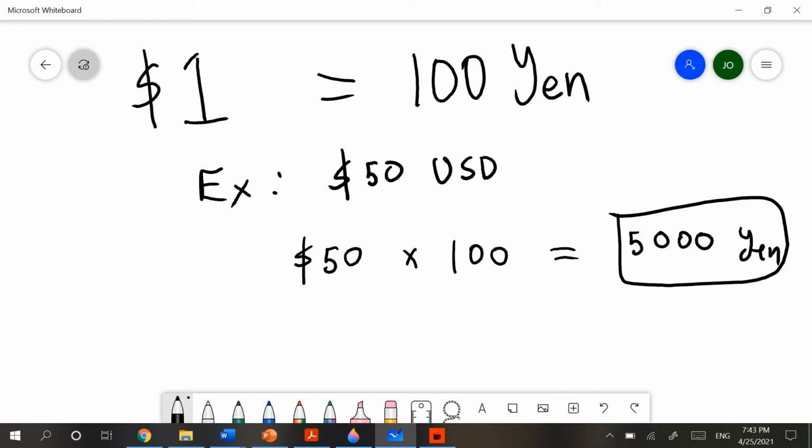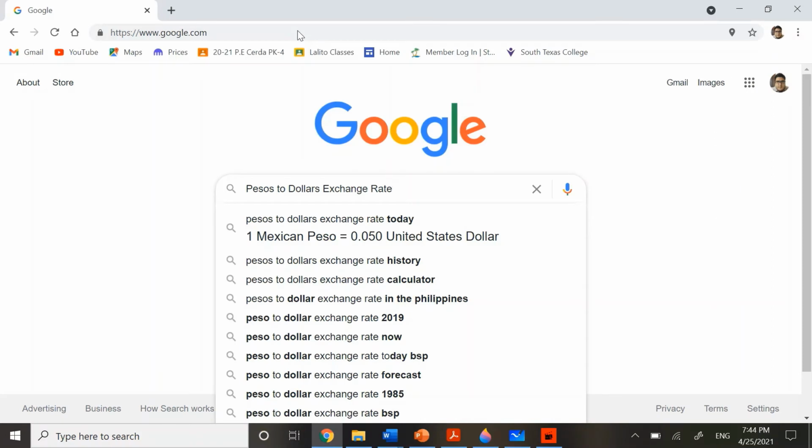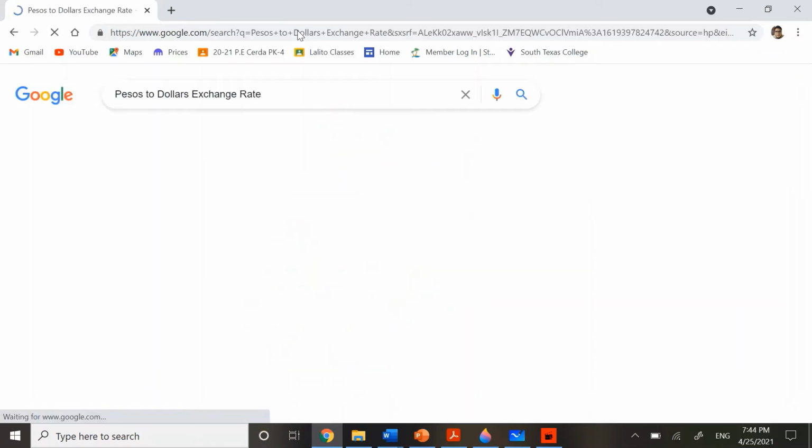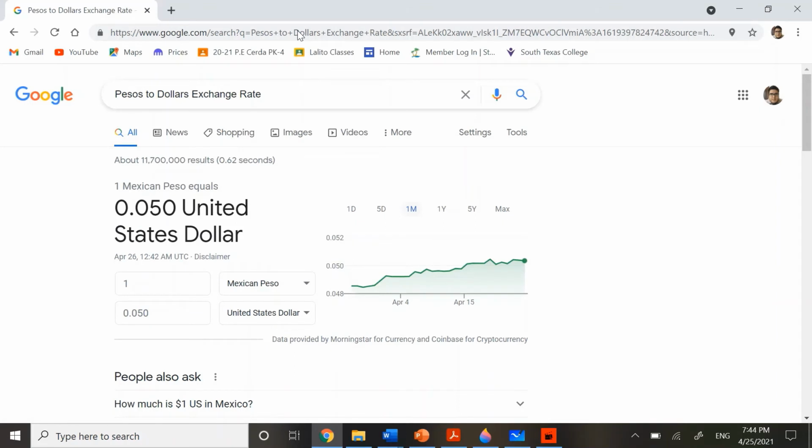Let's practice a little bit more with this concept. Let's look up some current exchange rates and see if we can calculate how much money we would get from an exchange. Currently, 1 Mexican peso equals 5 cents American. What does that mean? Well, let's take a look.